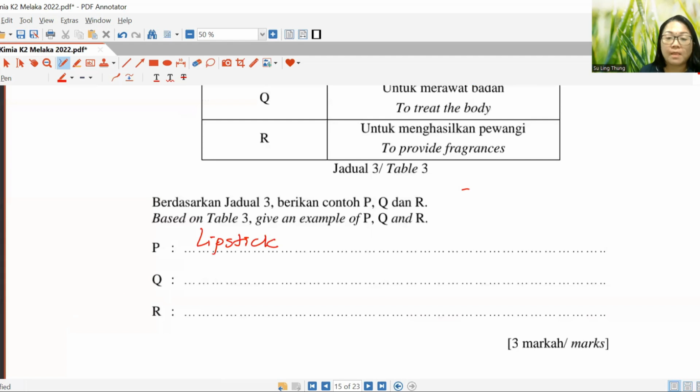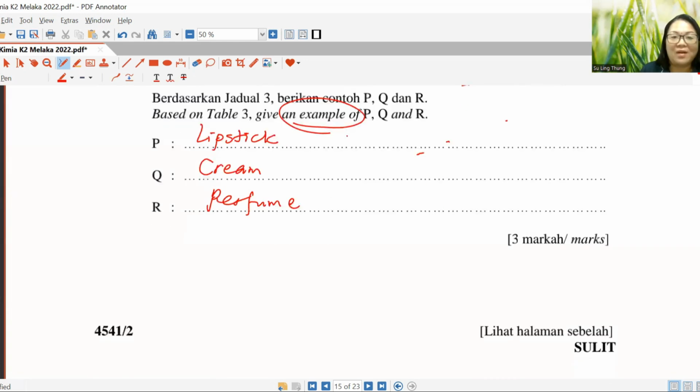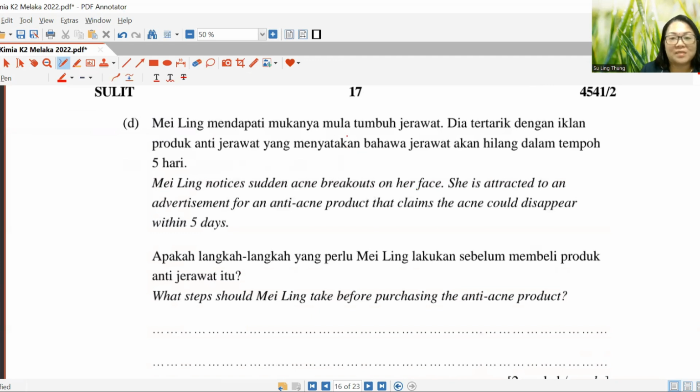Okay, and then Q will be cream or face moisturizer. Cream, normally face moisturizer, lotion. Okay, now R to provide fragrances, this will be perfume. Okay, deodorant, perfume. So you'll be lucky enough if they ask you to give an example. If they ask you to give the substances inside, it will be difficult. All right, so that is a 3 marks question.